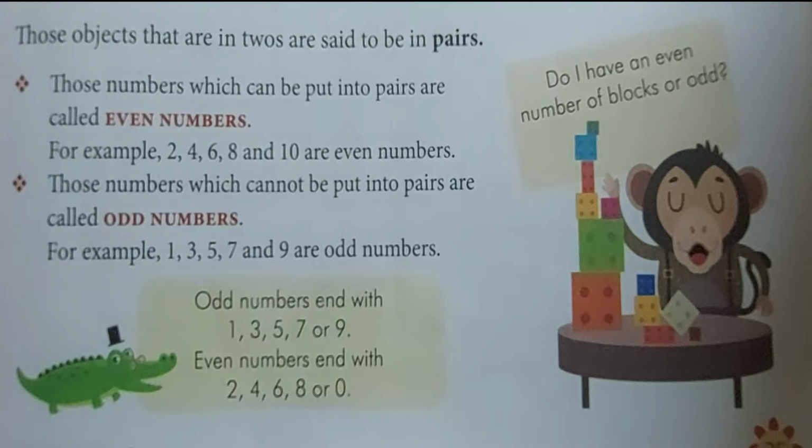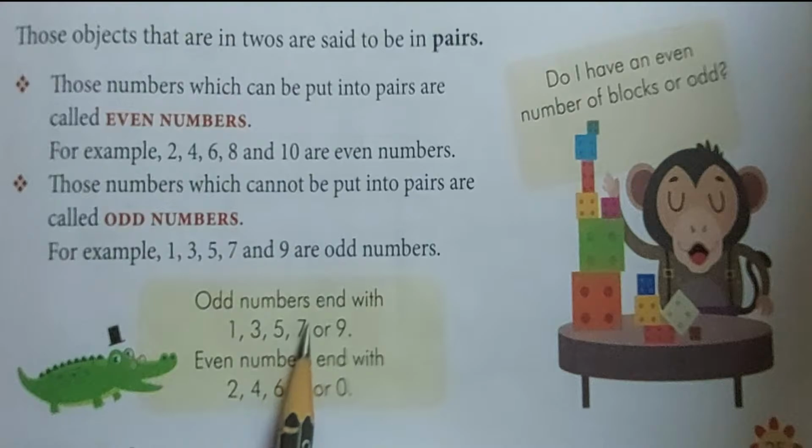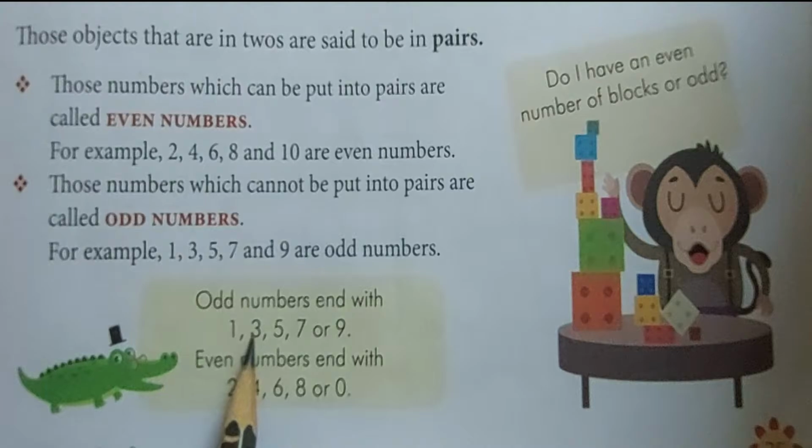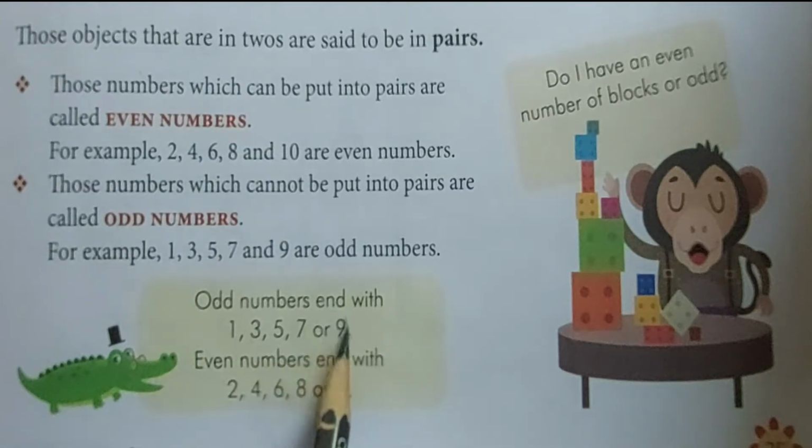Understood, children? And what are odd numbers? The numbers which cannot be put into pairs are called odd numbers. For example, 1, 3, 5, 7, 9, 11, 13, 15, 17, etc. And odd numbers end with 1, 3, 5, 7 or 9. That means in odd numbers, the ones place digit is either 1 or 3 or 5 or 7 or 9.